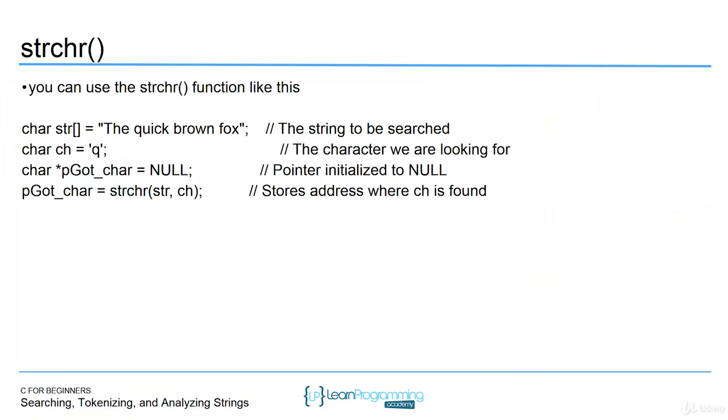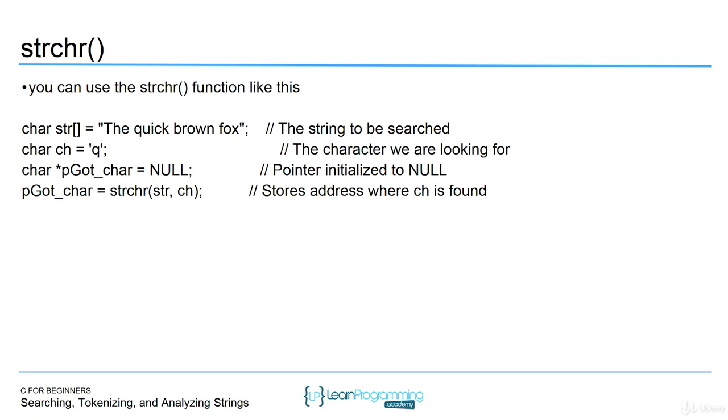So strchr, how you use it is this. You create a string, a character string, and we initialize it here with "the quick brown fox". We then create a single character, and we initialize that with 'Q'. Then we create a pointer, because we have to create a pointer because that's what's returned from strchr. That's what allows us to see where in that string we found a character. We're going to initialize our pointer to NULL, because right now it's not going to point to anything.